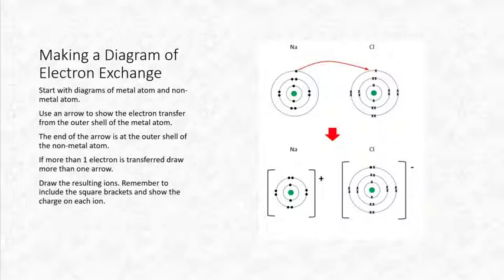So we're going to draw the resulting ions, and that's at the bottom of the page here. We have the sodium and the chlorine atoms. Okay, remember to show and include the square brackets and the charges on the ions. So you can see the sodium now with the brackets round and the positive sign, and the chloride ion with the brackets round and the negative sign.